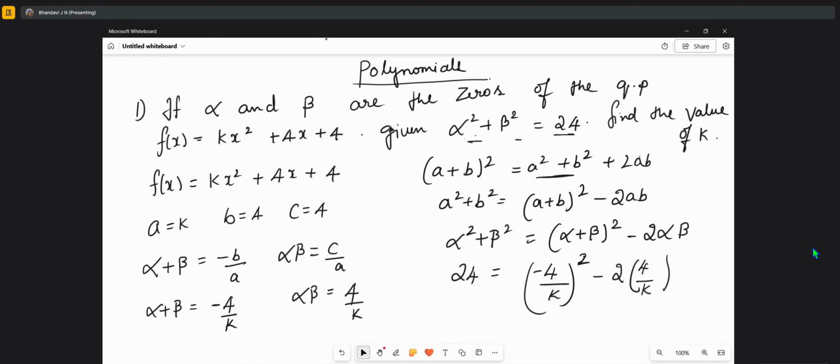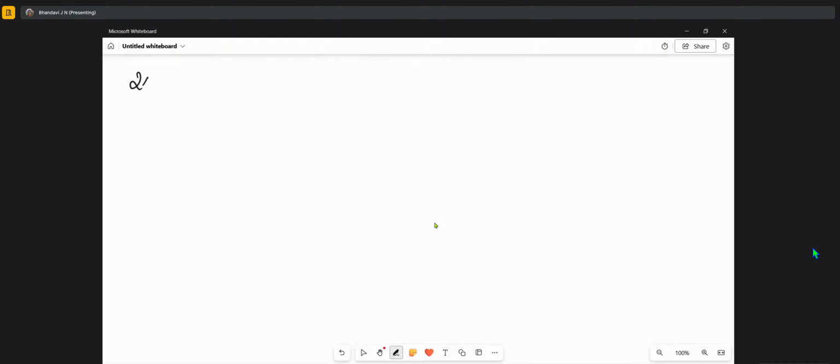So whenever they give alpha square plus beta square, you can write it as alpha plus beta whole square minus 2 times alpha into beta. Because we know this is minus b by a and this is c by a. What we have got: 24 is equal to minus 4 by k whole square minus 2 times alpha into beta, which is 4 by k. No? Now what will you get?